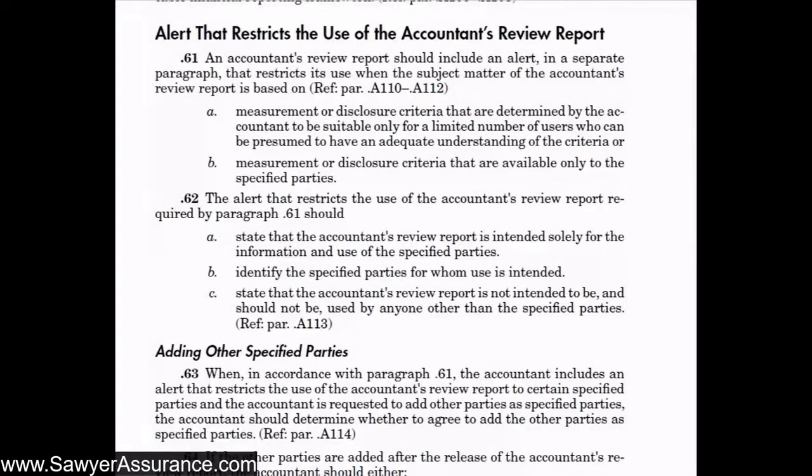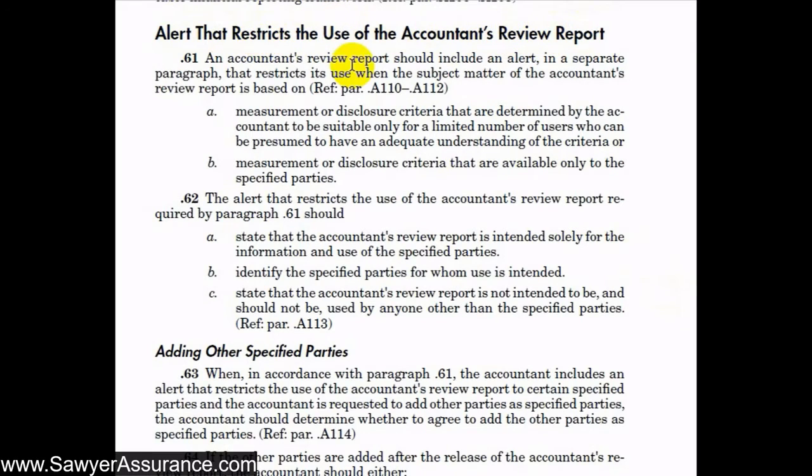Okay, in this video, we're continuing our discussion of AR-C Section 90A, or the review of financial statements. And in the last several videos, we've been discussing the Accountant's Review Report and the general inclusions that we need to include in it, as well as any modifications we need to make for various circumstances. So for this particular video, we will be discussing the modifications to the Accountant's Review Report we need to make, and we need to alert the users of the financial statements that the Accountant's Review Report is restricted.